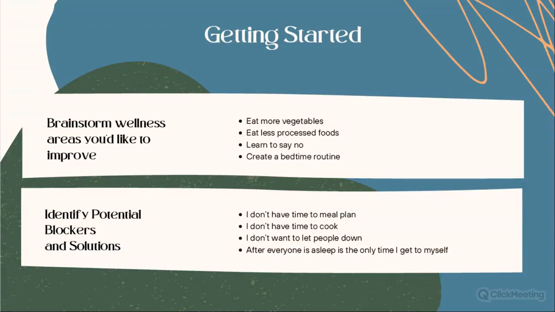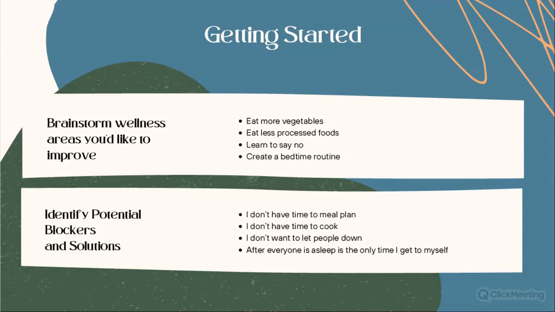Okay, so now we've talked a little bit about, or I think I mentioned before, brainstorming. So you definitely want to brainstorm the areas that you'd like to improve. So where do you want to improve? Do you want to start with thinking through the pillars of health? Do you know that you want to maybe eat more vegetables or eat less processed foods or learn to say no more, or maybe create a bedtime routine?